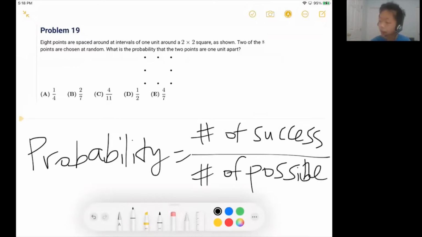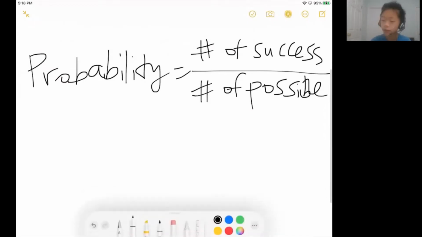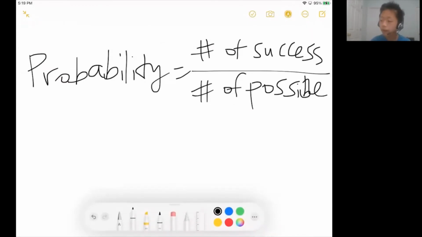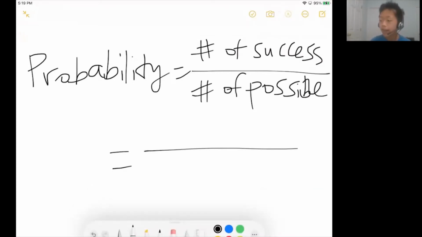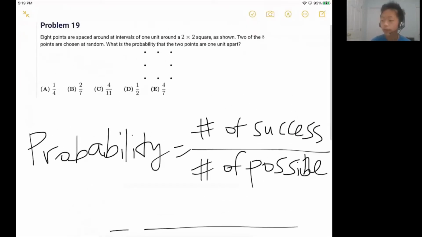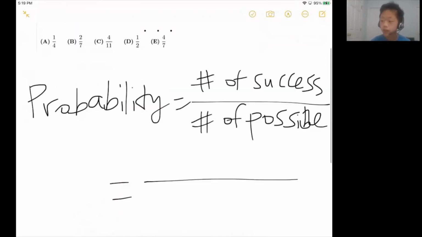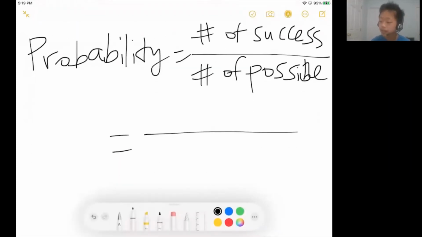So for the number of possible, usually in a probability problem, finding the number of possibilities is the easier one. In this case, we have 8 points in this formation, and we want to choose 2 of them. So that tells us that the number of possibilities is just going to be 8 choose 2.